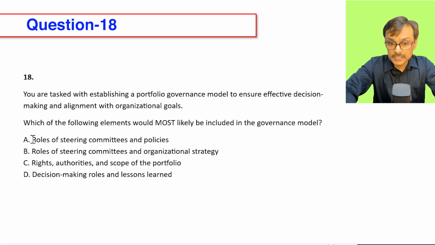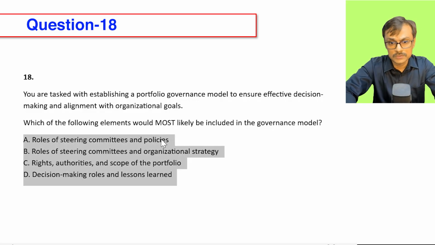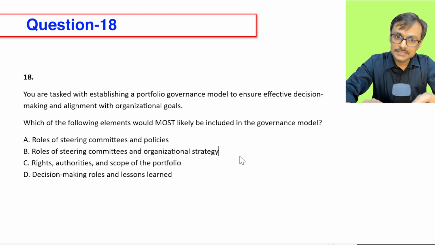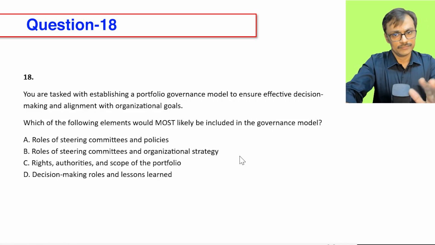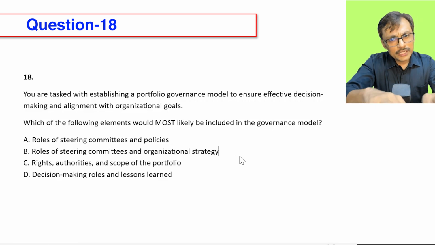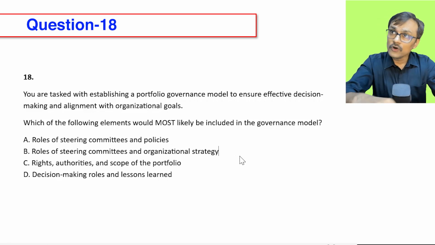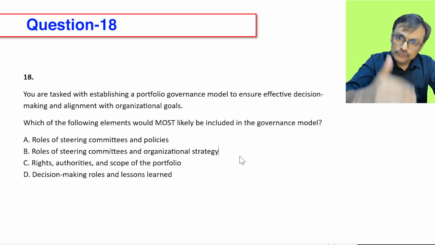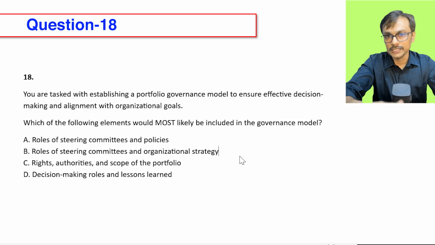Now, roles of a steering committee, yes, roles and responsibilities are part of governance. Governance rules, decision-making rules are definitely part of a governance model. So A looks good. Roles of a steering committee coming again. Organization strategy: we need to ensure governance guides alignment to the organization strategy. Yeah, that's there. But governance model including the organization strategy? Maybe you have an organization strategic plan. That's a special artifact, and from that strategic plan you derive the portfolio strategic plan. But unlikely that you put it as a part of a governance model. Option C, rights and authorities. Yes, you can put it.